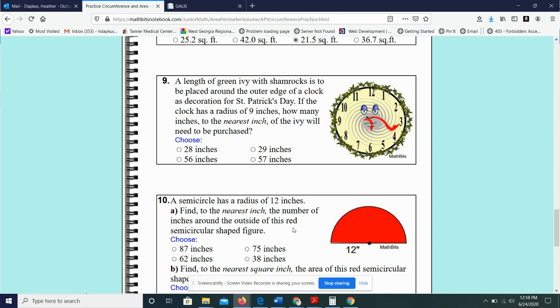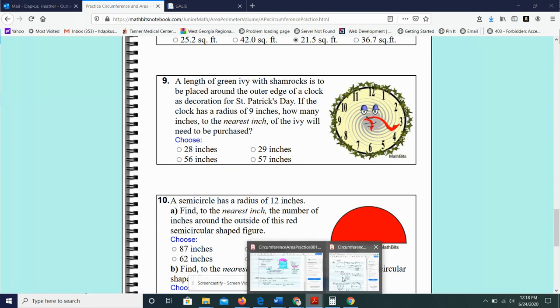Okay, here we go again on number 9. A length of green ivy with shamrocks is to be placed around the outer edge of a clock. So that lets us know right off the bat we're doing circumference, right? If the clock has a radius of 9 inches, how many inches of ivy will be needed to purchase? So we have circumference and we are working with radius, which is 9.